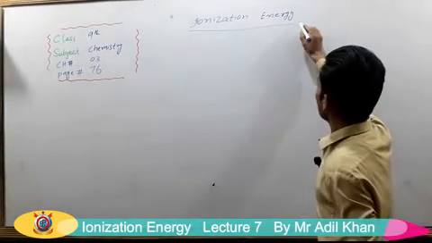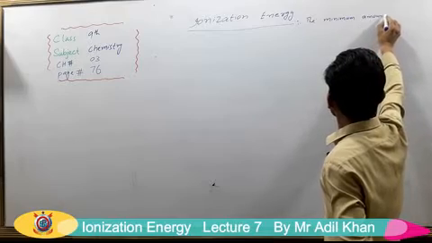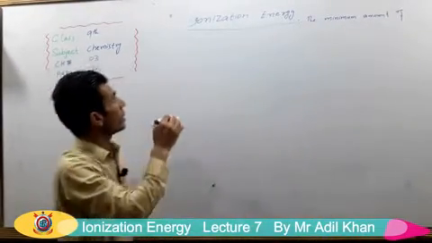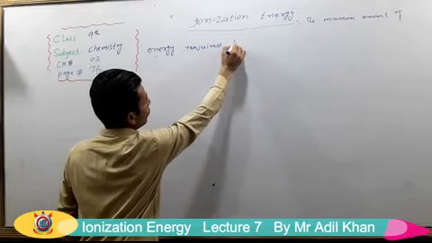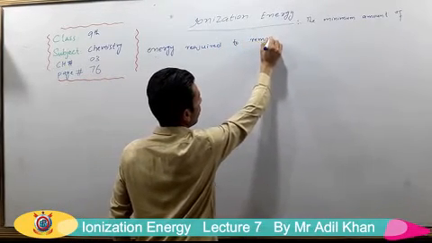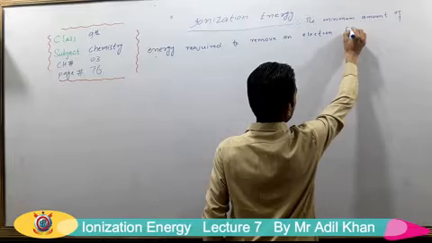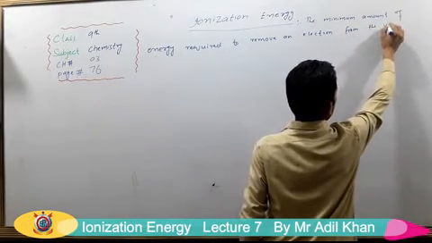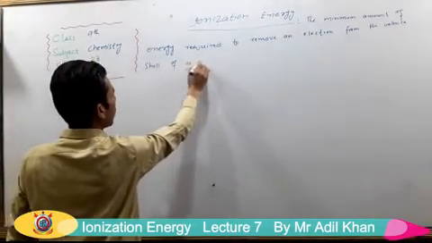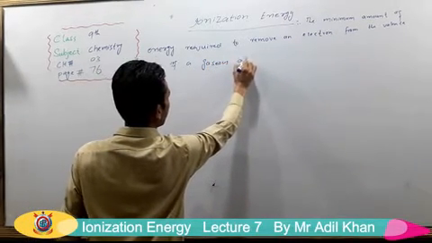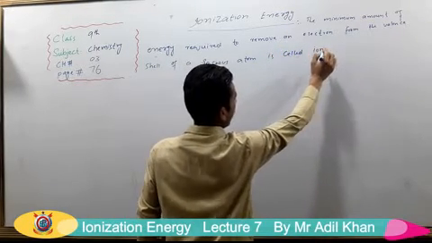Ionization energy is defined as the minimum amount of energy required to remove an electron from the valence shell of a gaseous atom is called ionization energy.